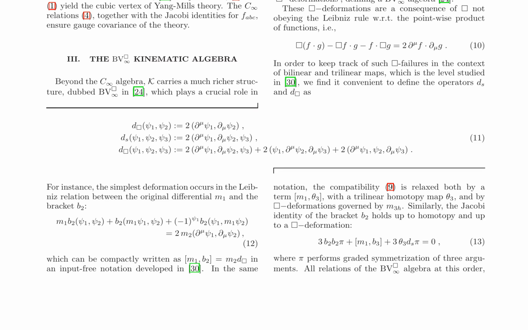The authors discuss the compatibility between B2 and M2, which holds only up to homotopy and square deformations. They introduce operators ds and d squared to keep track of such square failures in bilinear and trilinear maps. The Leibniz relation between M1 and B2 is deformed by a term involving M2 and d square, and the Jacobi identity of B2 holds up to homotopy and up to a square deformation. Overall, this page sets the stage for the development of the BV-square-infinity algebra in the context of Yang-Mills theory, highlighting the intricate algebraic structures and relations that govern this framework.